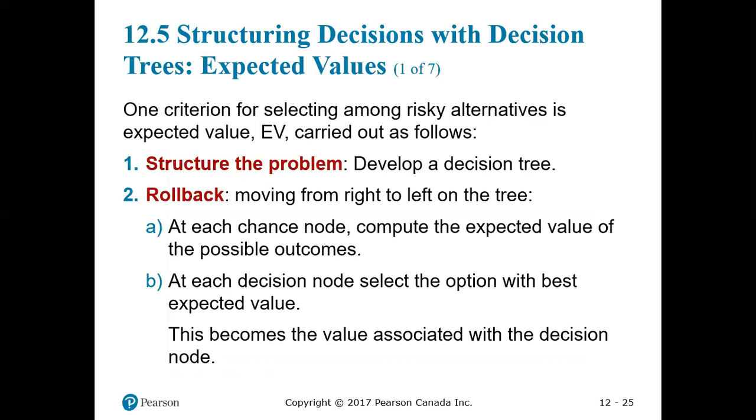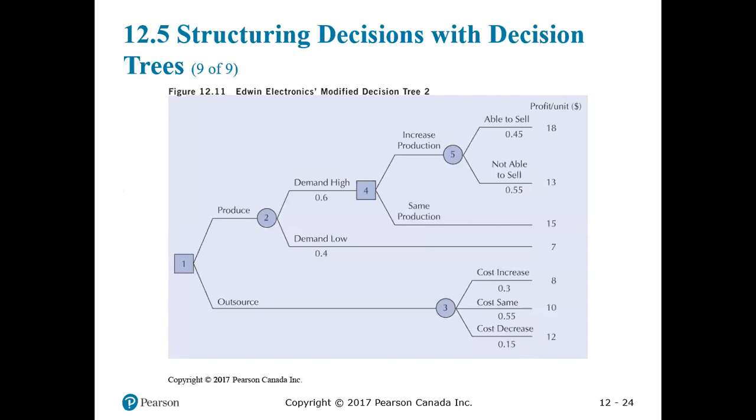So one criterion for selecting among risky alternatives is expected value. We can use expected value, referred to here as EV, to carry out the evaluation as follows. Number one, we structure the problem and develop a decision tree. So we draw a decision tree just as we have here in this case.